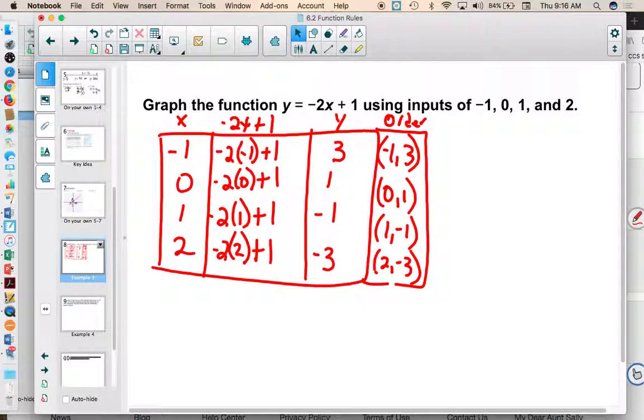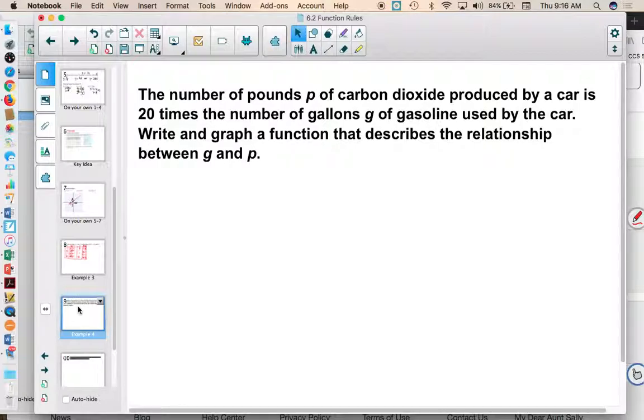Okay? Let's see what we can do with this information. We're going to take now a story problem, and you have to write and graph the function of the story problem. Okay, now let me ask you this. They're changing it to variables G and P. Is that going to make a difference? No. You just have to know which one is the input, which one is the output. So you're going to have to identify that as you read.